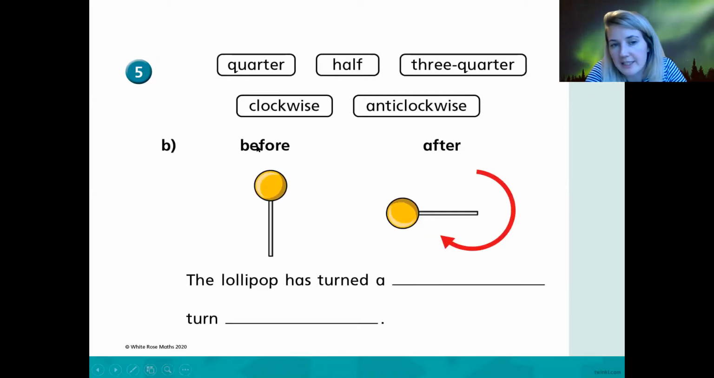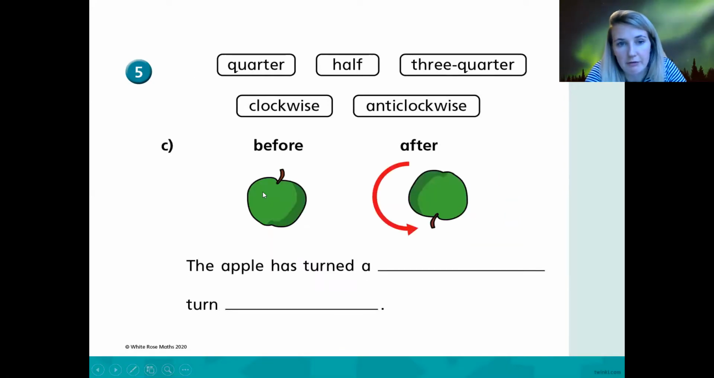Number 5, this is the lollipop before. Look at that big red arrow. This is the lollipop afterwards. The lollipop has turned I would say 3/4, look. 1, 2, 3, quarter turn clockwise.